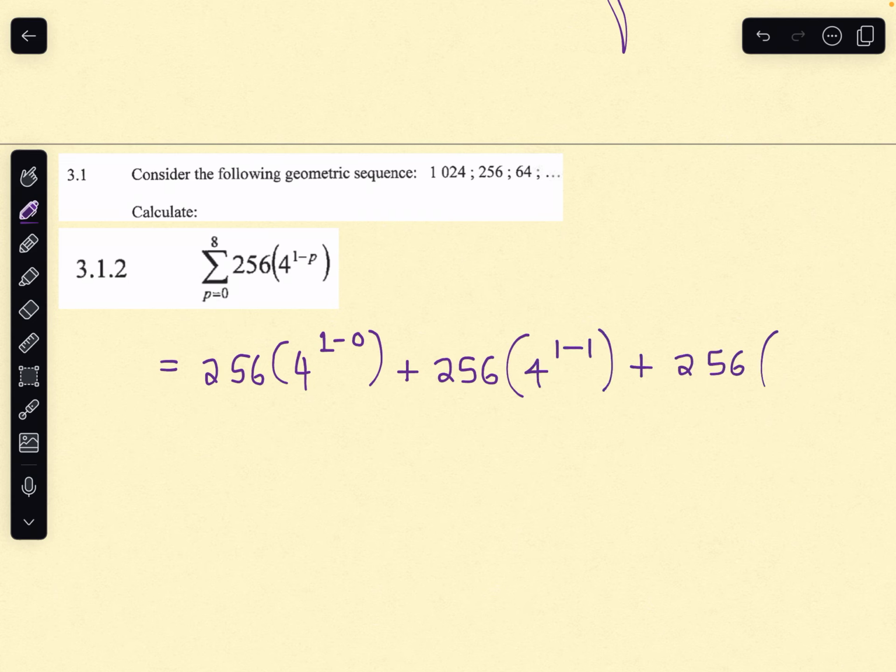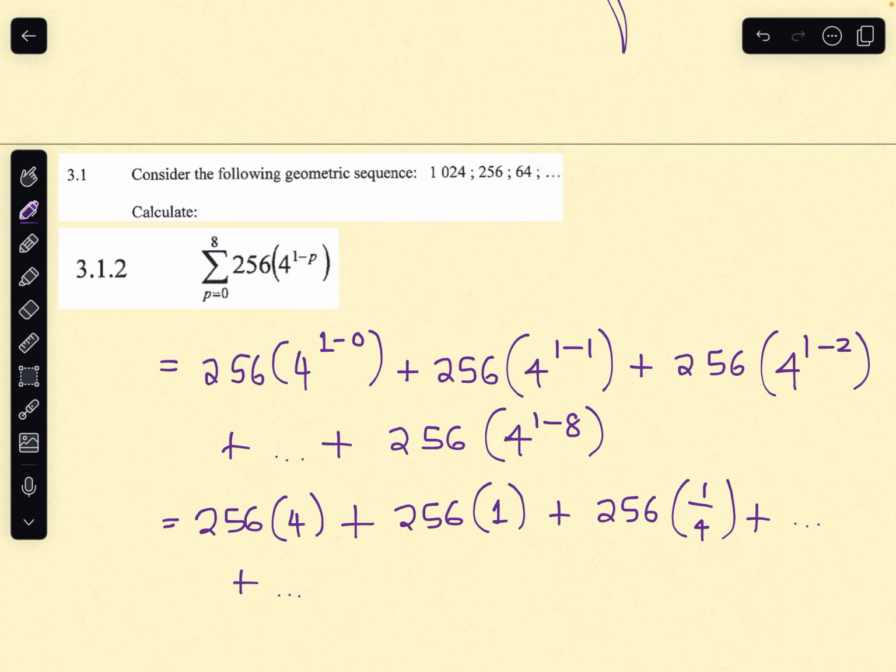Anyway, now I need to wrap this up. The last term will be 1 minus 8, where p is equal to 8. So I'm going to simplify each term now. It's going to be 256 times 4, and then 256 times 4 to the 0, which is 1, and then 256 times 4 to the minus 1, which is a quarter. And so it goes until we have, oops, already have the ellipses.